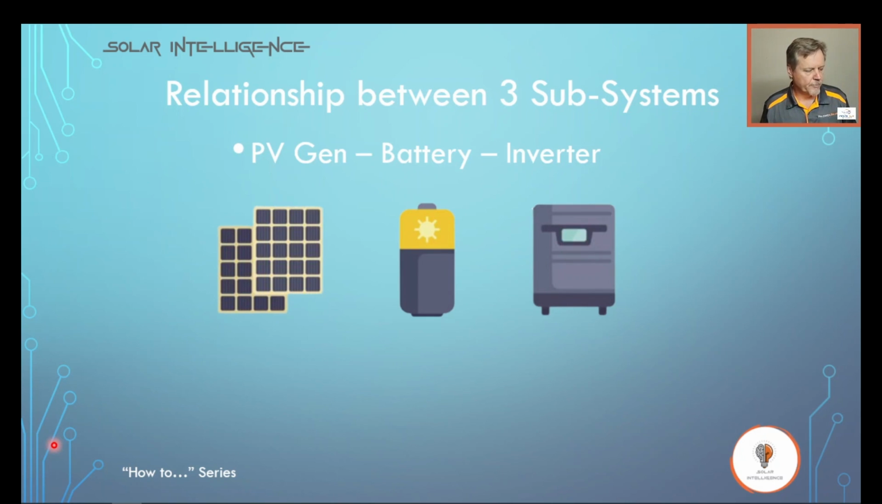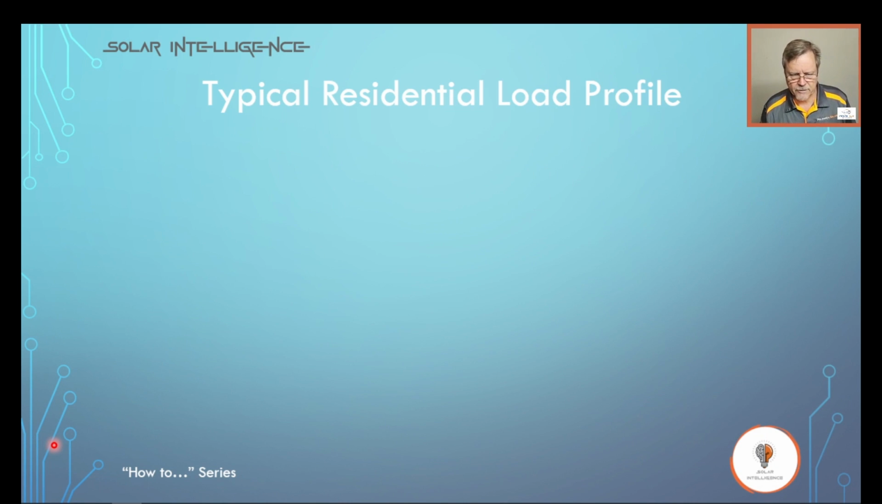Let us then talk about the relationship between these three: the PV generator, the storage in the battery, and the inverter capacity. For that, I'm going to go to a PowerPoint presentation, just to guide us through a little bit of detail about the typical load profile and the impact that it has on the three primary subsystems. Just to recap, three primary subsystems: the PV generator, the battery, and the inverter. All right, so let's go into it.